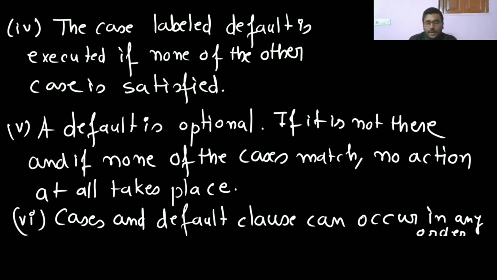देखिए यहाँ पे, सो यहाँ हमने क्या कहा कि अगर आपका कोई भी केस सेटिस्फाई नहीं होगा तो डिफॉल्ट केस आपका एग्जीक्यूट होगा. ठीक है, अब उसमें क्या है, डिफॉल्ट इज ऑप्शनल. सो इफ इट इज नॉट देयर, अगर आप डिफॉल्ट नहीं दे रहे हैं तो उसमें कोई भी एक्शन नहीं होगा और आपका उसके बाद का जो इमीडिएट लाइन है वो एग्जीक्यूट. और केसेस और डिफॉल्ट, जैसे लोग कुछ समझते हैं कि सारे केस के बाद ही डिफॉल्ट होगा, ऐसा कुछ नहीं है. दोनों का ऑर्डर कोई भी हो सकता है, कोई इफेक्ट नहीं करेगा.